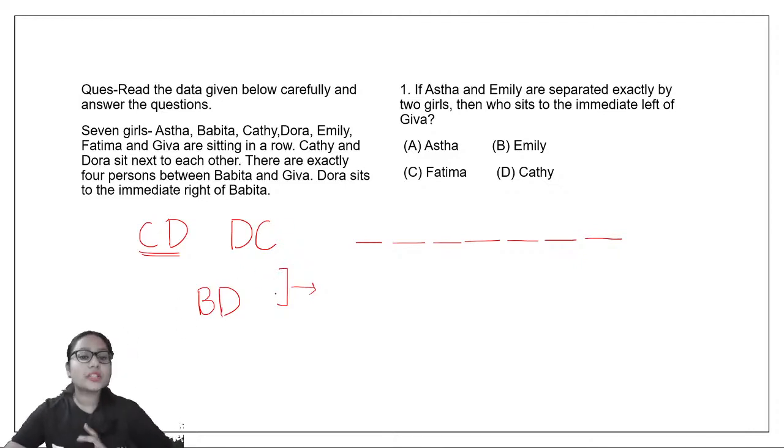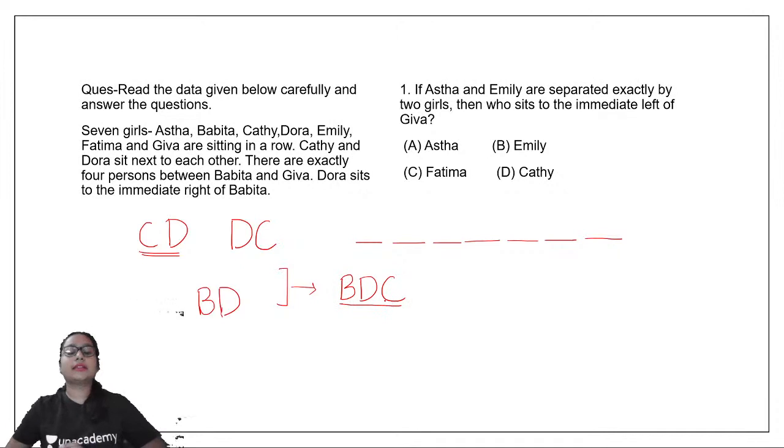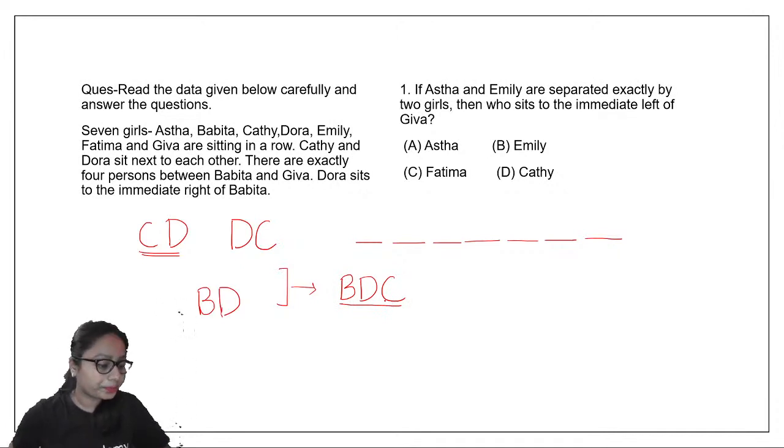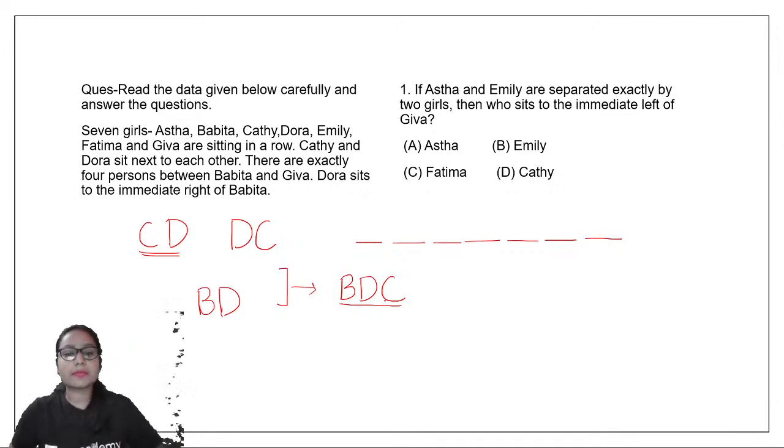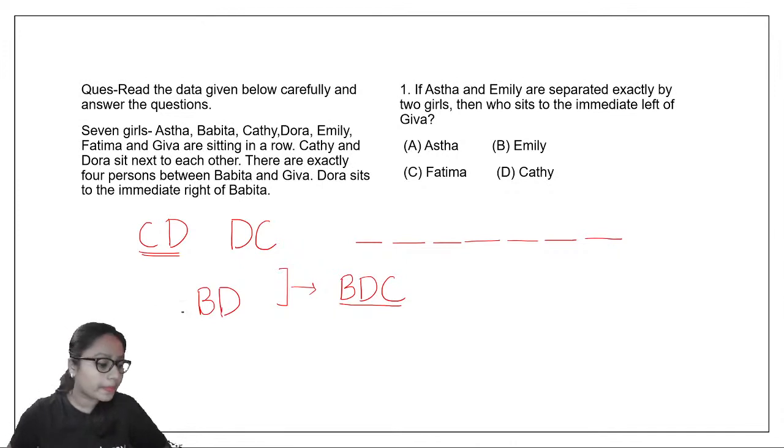Okay, so if I join both these, then I get that D and C would be sitting together and D is on the immediate right of B. It means C cannot be on the immediate left of D. So I got that B, D, and C would be sitting like this. Am I right? Please give me a thumbs up if this point is clear, or type OK or yes in the chat box.